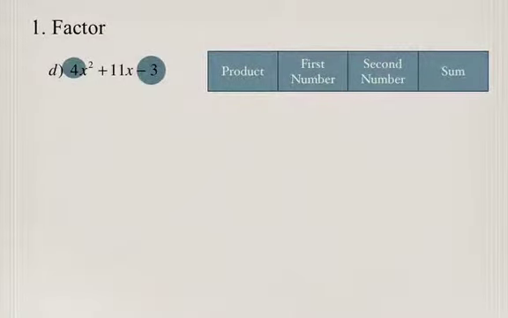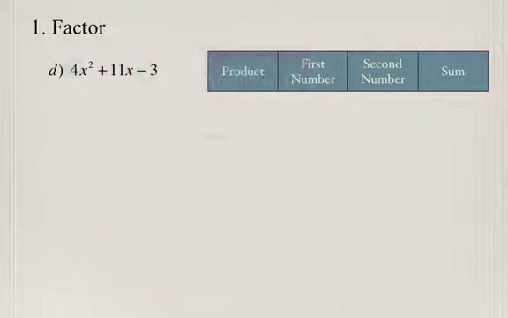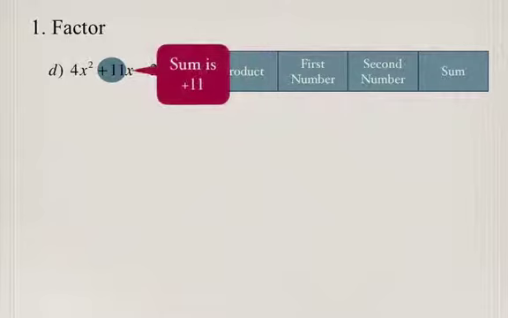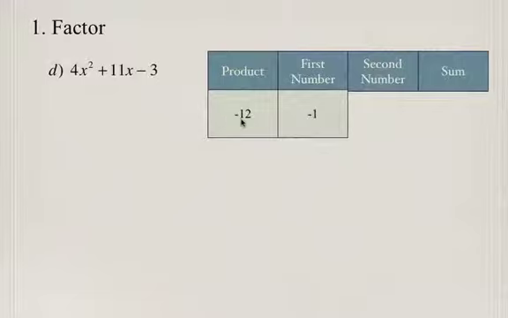Right. Again, we're going to look at the first coefficient, which is positive 4, and the constant, which here is negative 3. And so we need to find a product of two numbers that is equal to negative 12, and the sum of our two numbers has to be positive 11. And so now we're going to look for a product of negative 12.